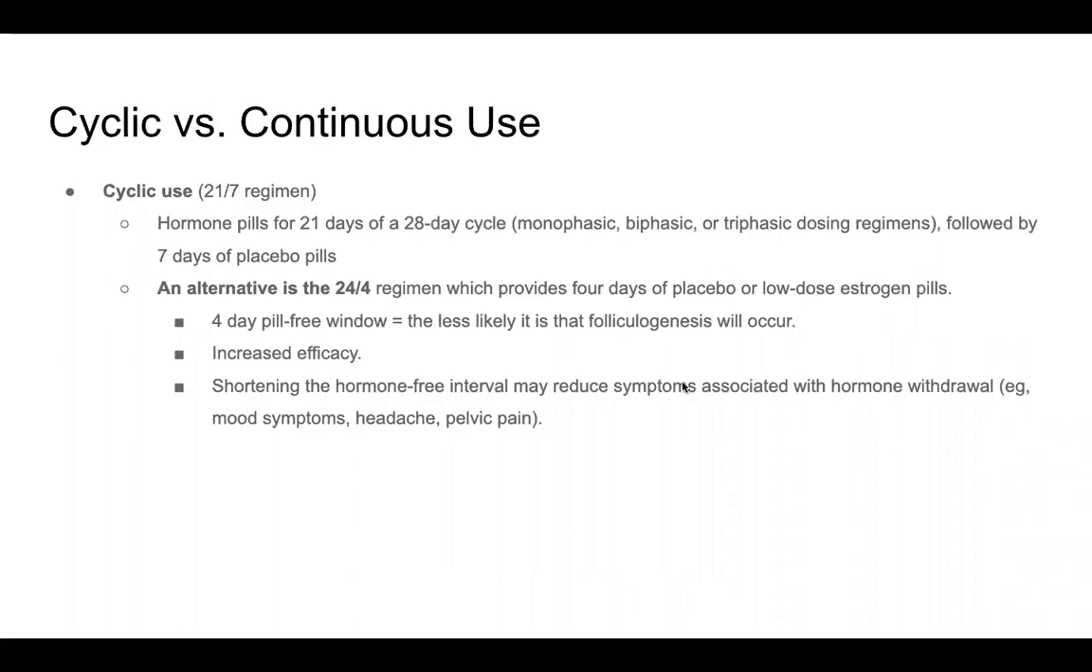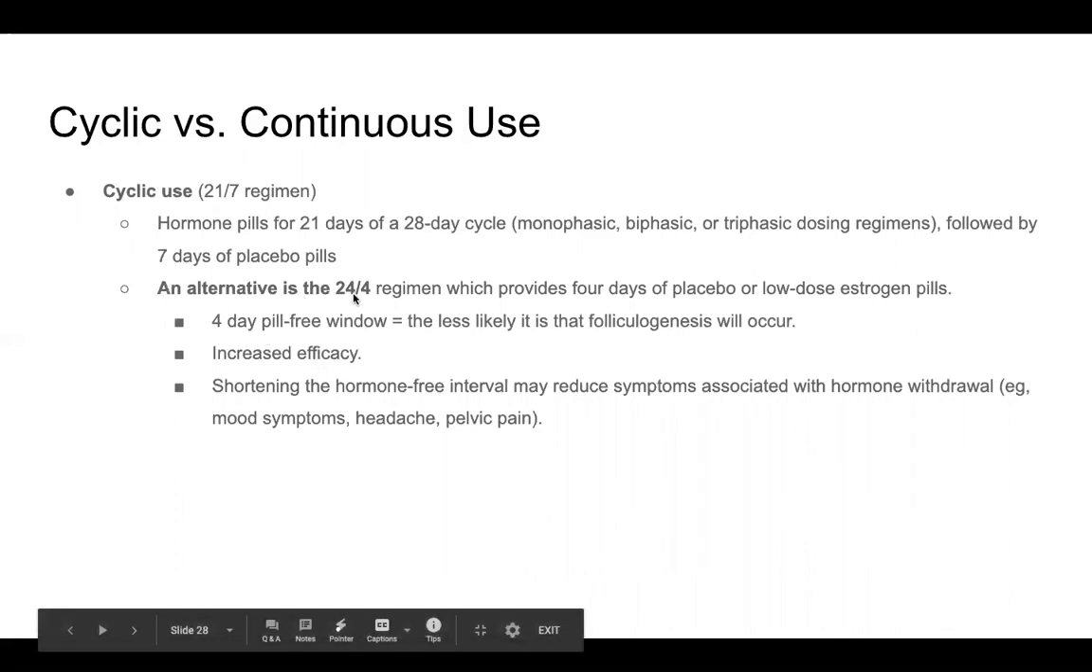So next you have your cyclic versus continuous use. So cyclic use is your typical regimen: you have hormonal pills for 3 weeks, and then you have placebo pills for 7 days. You have your withdrawal bleed, and that is pretty typical.